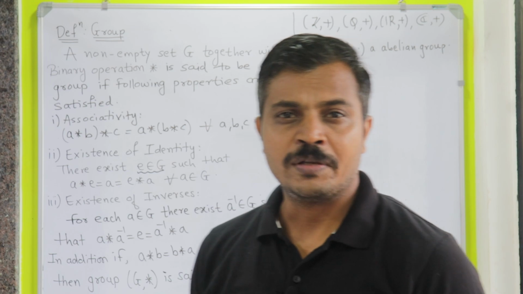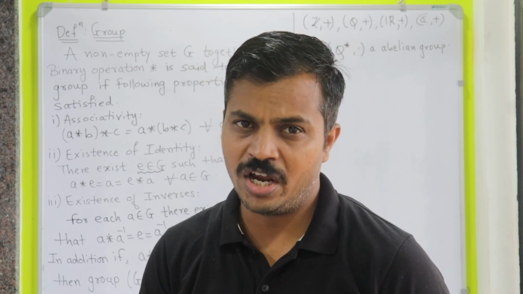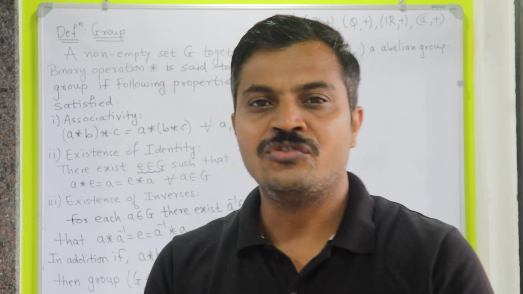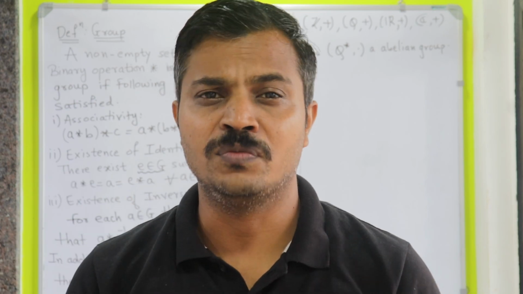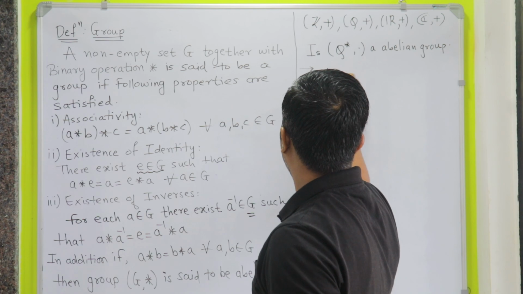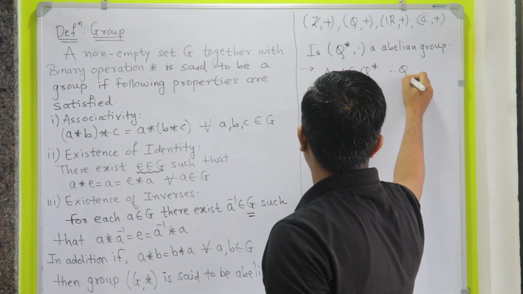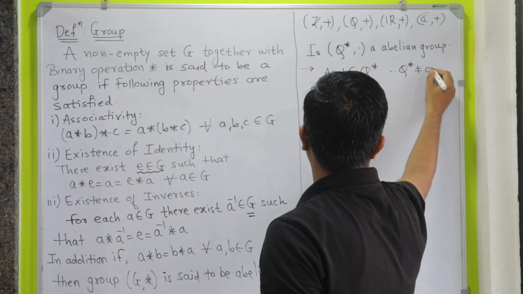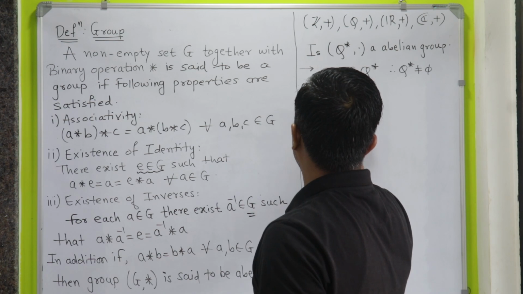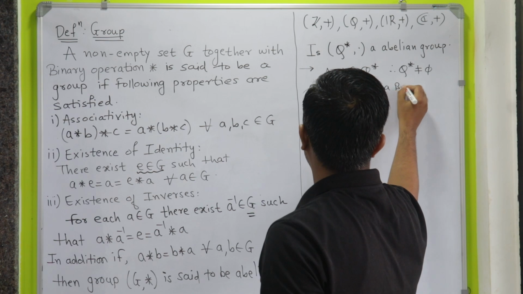Obviously, Q star is a non-empty set. Multiplication is a binary operation on the set of rational numbers, because if you take two rational numbers, the product of two rational numbers is again going to be a rational number. So I will say, as 1 belongs to Q star, therefore Q star is non-empty. Clearly, multiplication is a binary operation on Q star.